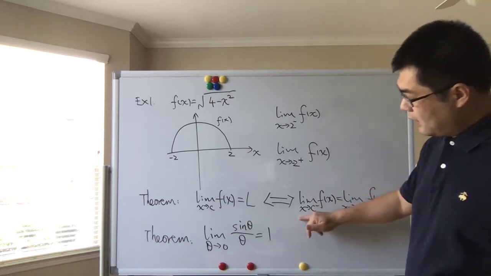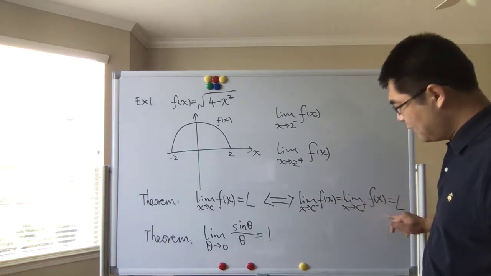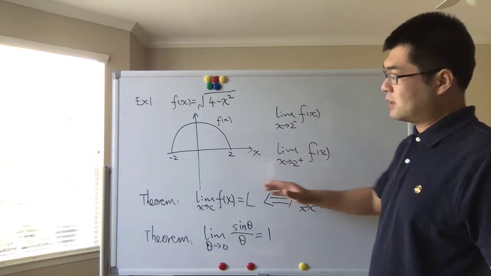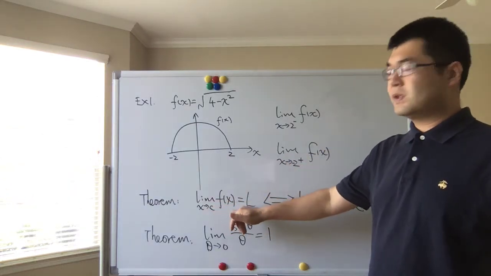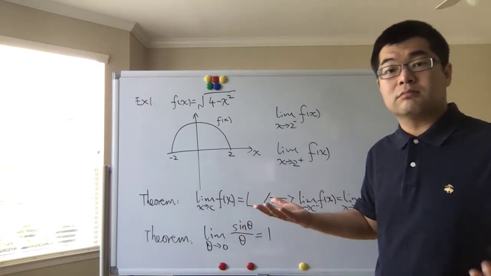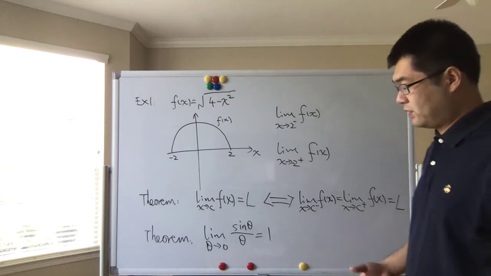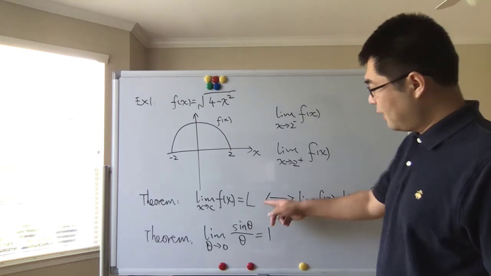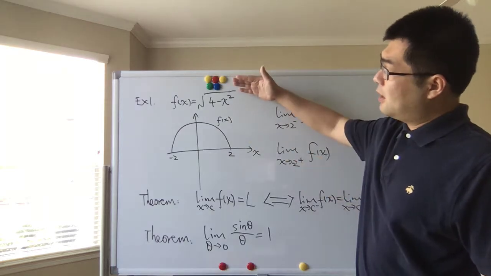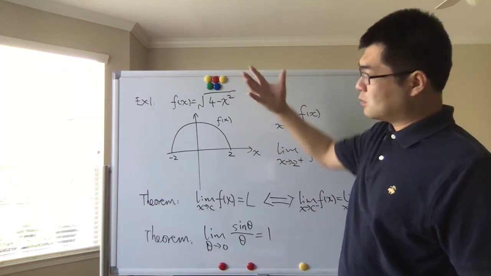If you get your left side limit equals right side limit equals capital L, you can definitely conclude the limit as x approaches c of f of x equals capital L. Okay, so a fairly strong theorem, if and only if. And also let's look at one more example about the one-side limit.